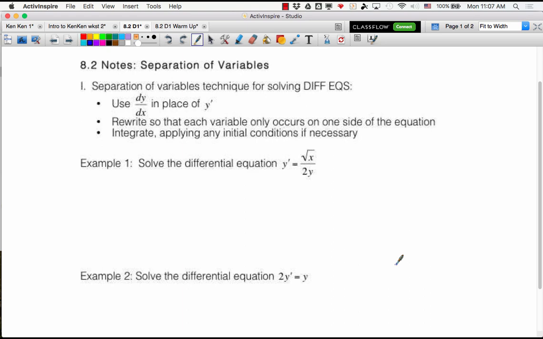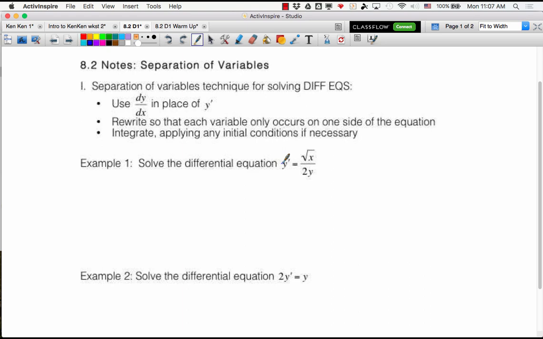But separation of variables basically means we're going to put all the y's on one side, the x's on the other side, or it could be other variables, obviously. But in this case, we have x's and y's. So we have 2y y prime equals square root of x. First thing we're going to do is take this y prime and make it into dy dx.